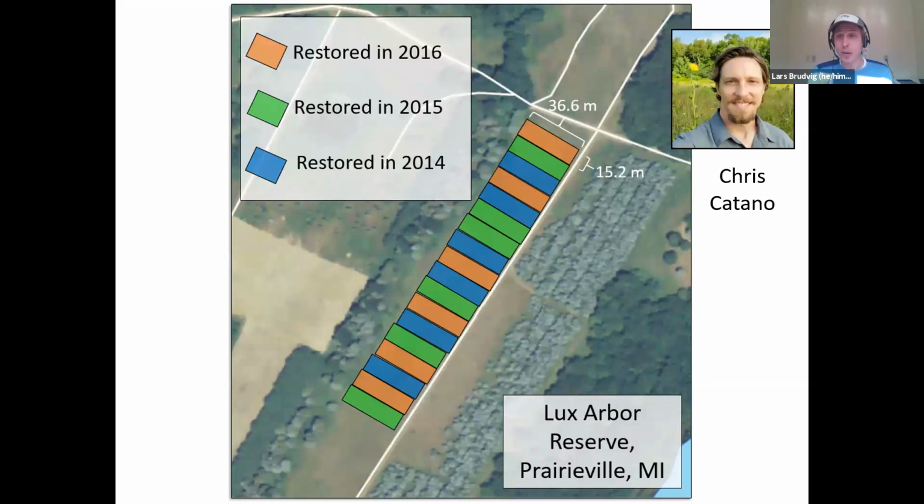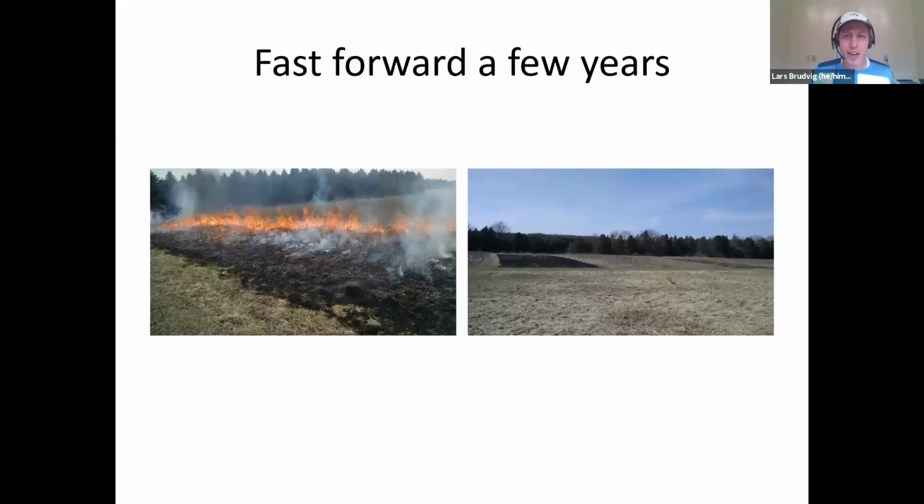And Chris Catano, who's again a postdoc with our group, has then followed up, not in the rainfall plots, but just in the large plots as a whole that were planted in different years. And he wants to know how planting year can modify relationships between the plant diversity and the ways that the plots function. So let's fast forward a few years.